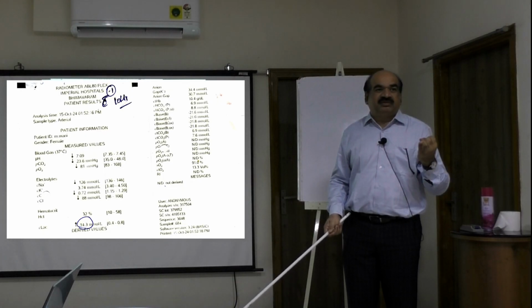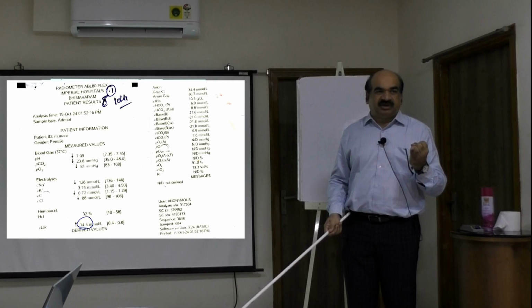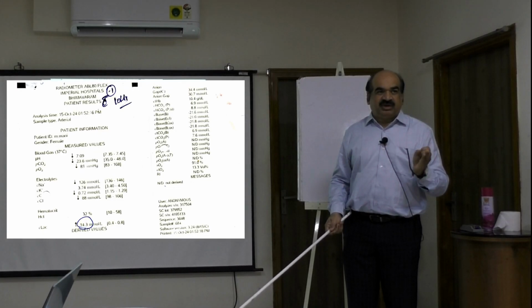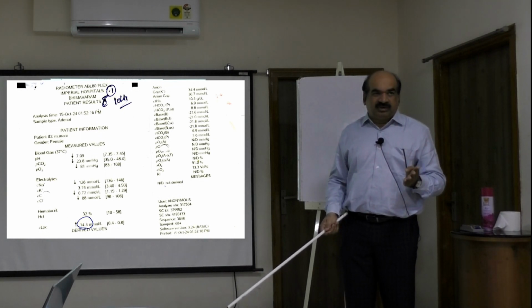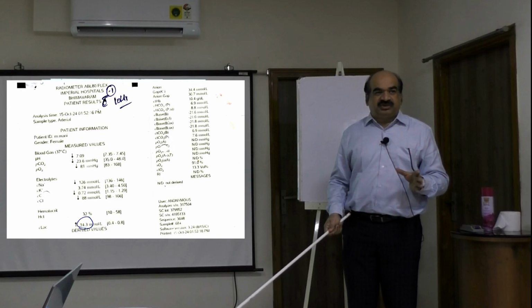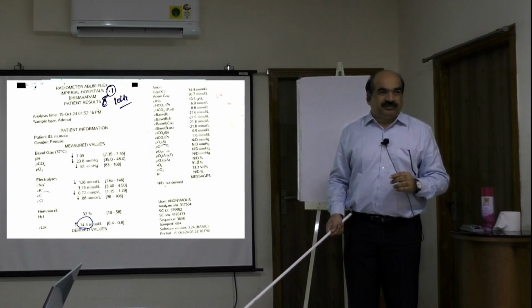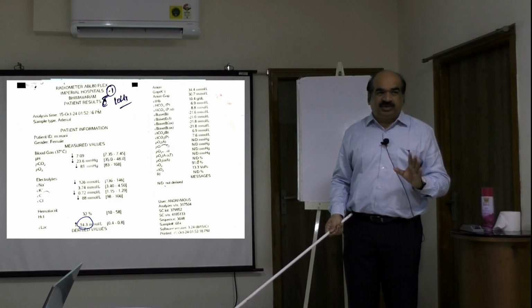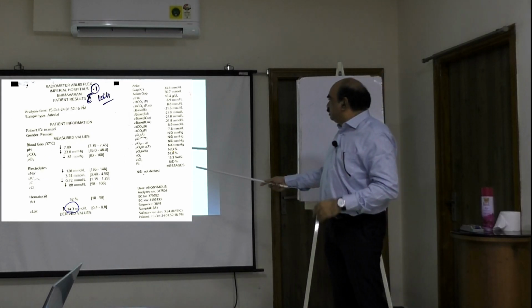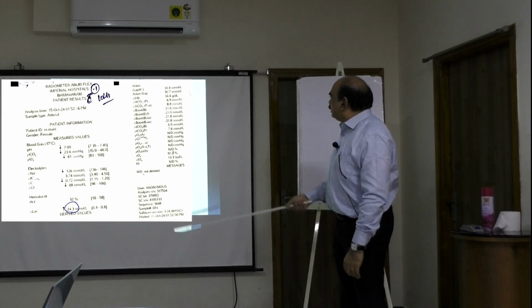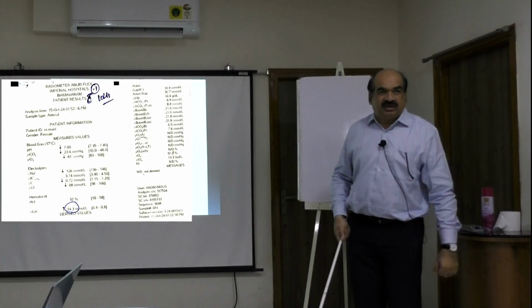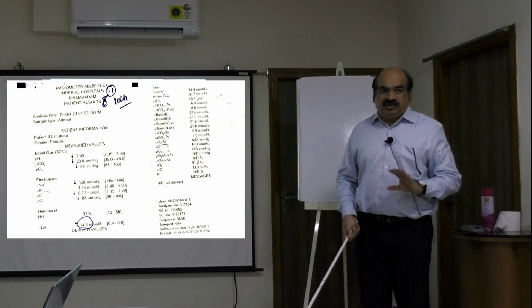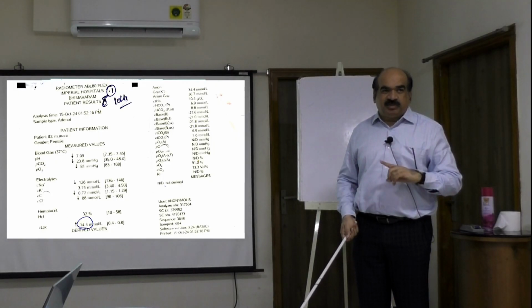So step 1 is whether acidosis or alkalosis is present or not. Step 2 is metabolic or respiratory. Step 3 is look for compensation. Step 4 is if there is metabolic acidosis, look for anion gap. Normal anion gap is 10. Here the anion gap is around 30, 30.7. Normal anion gap is 10. Here anion gap is very high.